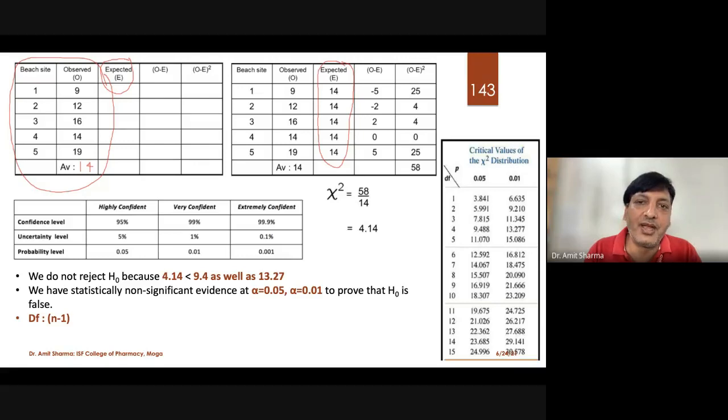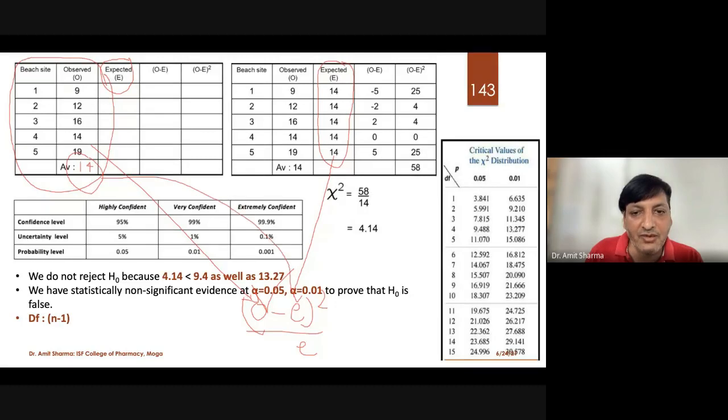So as per the formula, it is O minus E whole square divided by E. You have the value of O, and if the expected value is given by the examiner, then you can take 14. If not, you can calculate the average, and the average will be considered as the expected value. So you will have both values now. You have the value of O, you have the value of E, and you can carry out the numerical as I did.